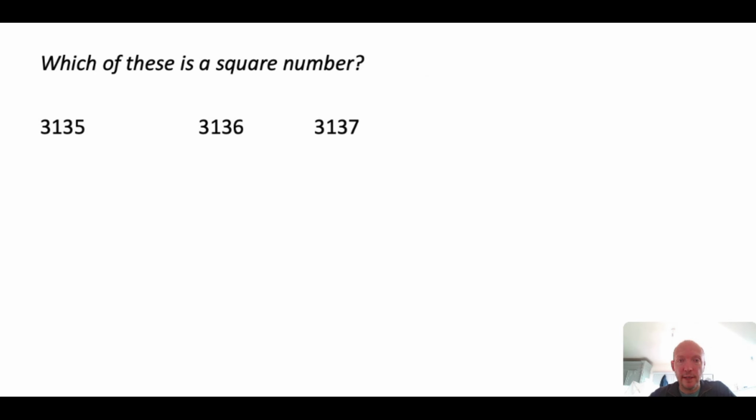Right, let's have a look at this question here. So which of these is a square number? So we've got 3 numbers here, and we're trying to identify which one is a square number. So all we're going to do is find the square root of each of these. I'll do that now. You can do the same, and then we'll compare answers in a second. Right, you might actually want to pause the video at this point and then come back.